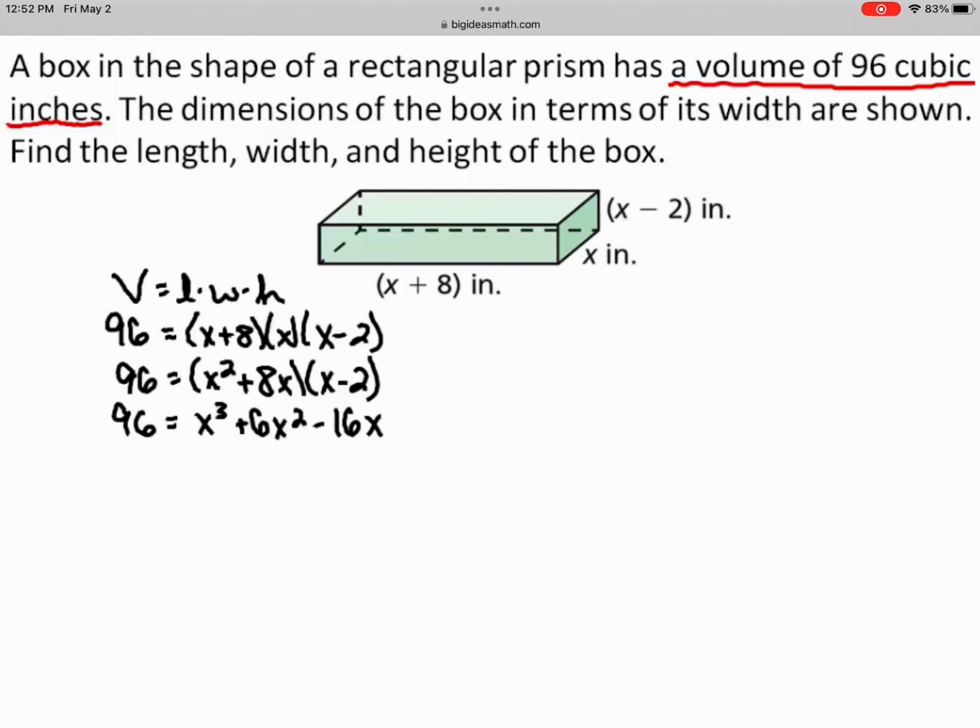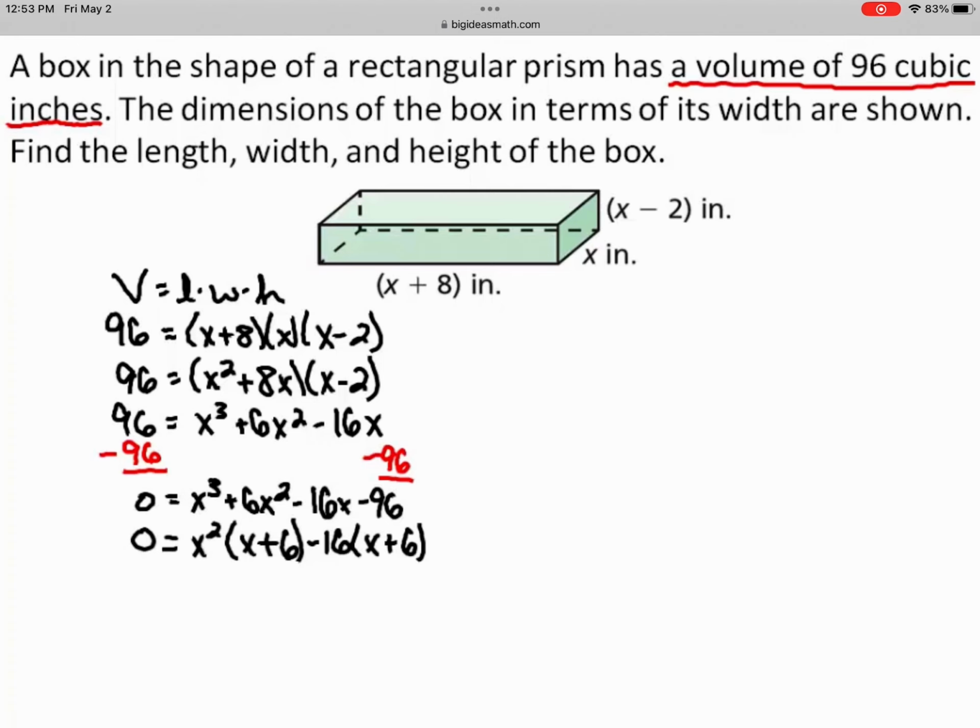To solve for x, first subtract 96 from each side, giving you 0 equals x cubed plus 6x squared minus 16x minus 96. Factoring x squared out of x cubed plus 6x squared and factoring negative 16 out of negative 16x minus 96, you get x squared times the quantity x plus 6 minus 16 times the quantity x plus 6. This gives you a common binomial factor of x plus 6.